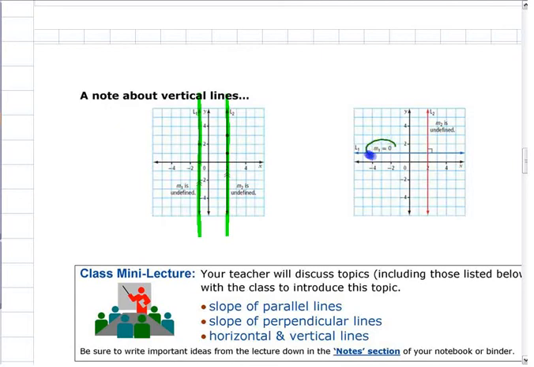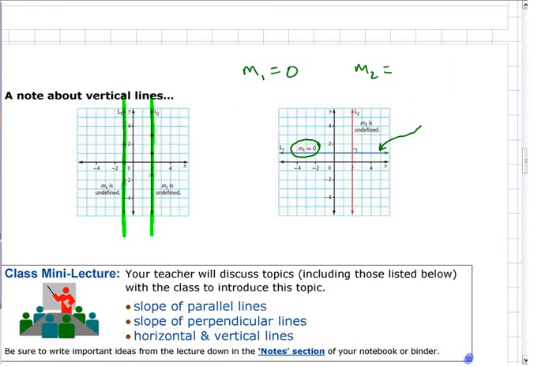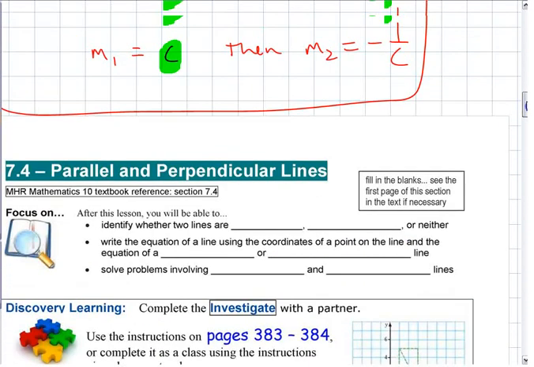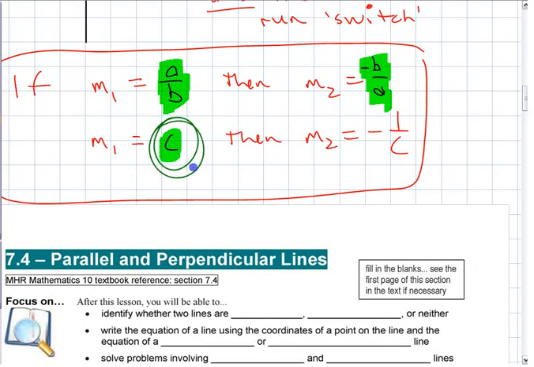If you have perpendicular lines, one of them being horizontal, this is why I didn't want you to write this before. If one of your lines is horizontal, its slope is 0. If M1 equals 0, if the slope of the first line is 0, what does it say here about M2? M2 is undefined. If you use the formula we had up here, if one of the slopes is just a number like this, the other slope is negative 1 over that number.